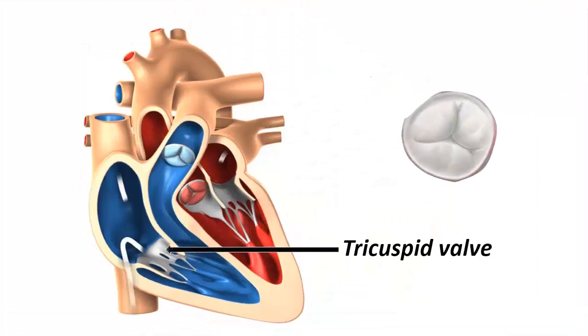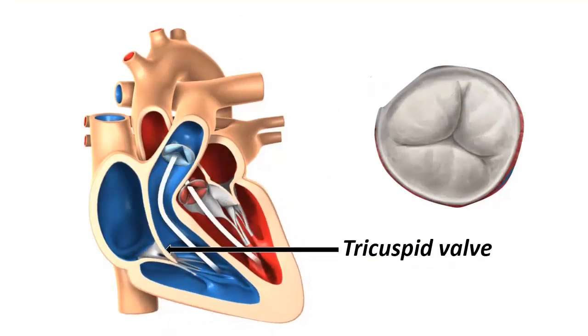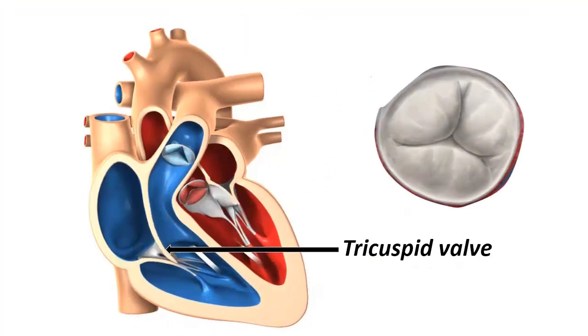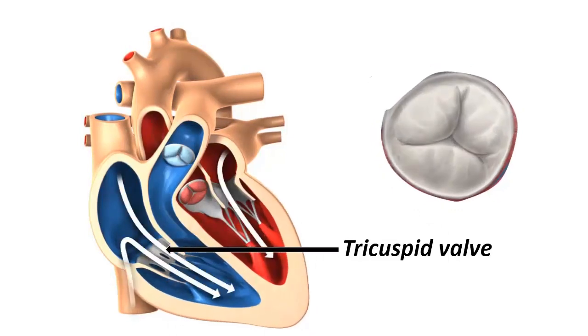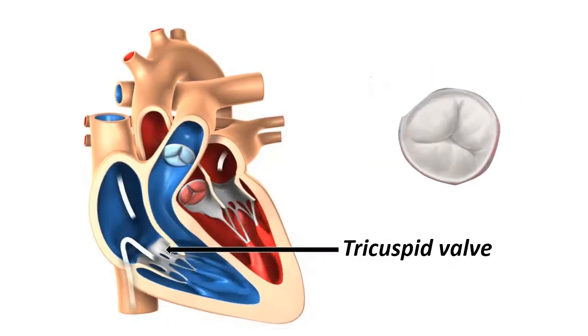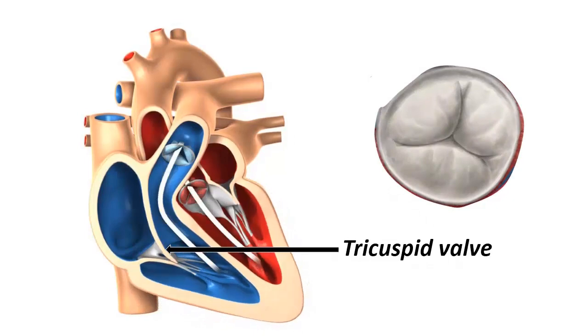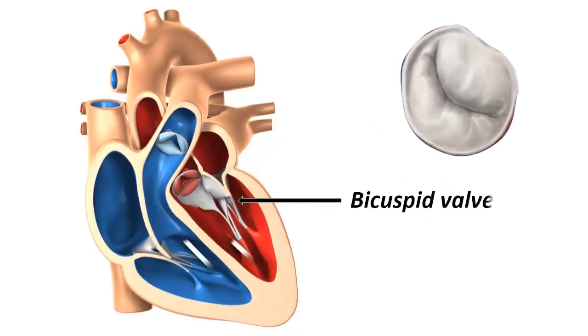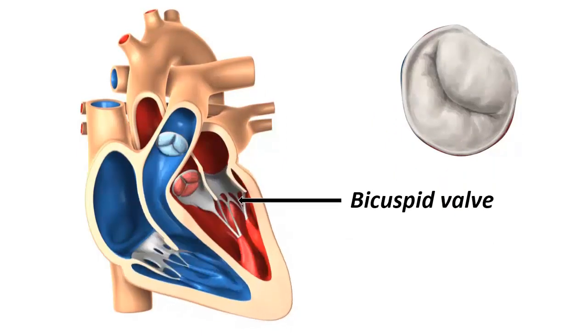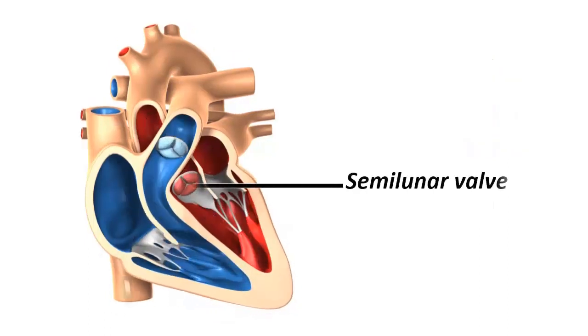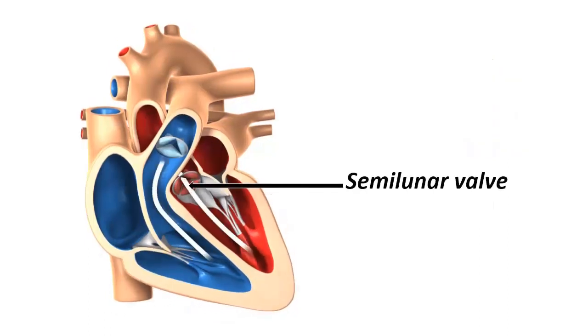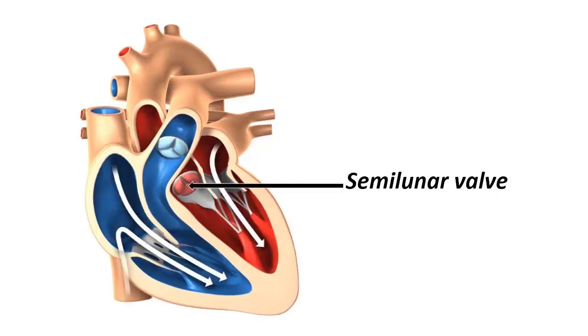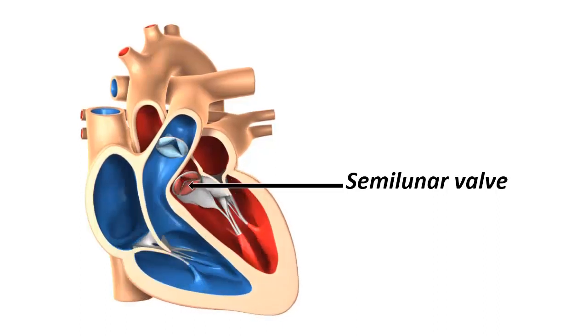The tricuspid valve is present between the right auricle and right ventricle. It has three thin triangular leaf-like flaps. The bicuspid or mitral valve is present between the left auricle and the left ventricle. The semilunar valve, which leaves the heart, prevents backward flow of blood into the ventricle.